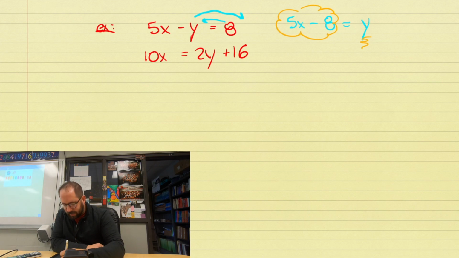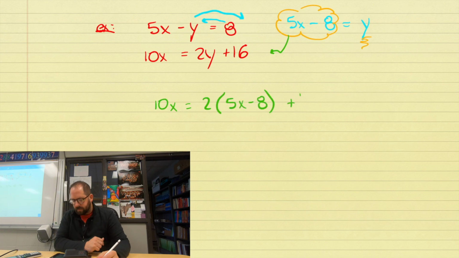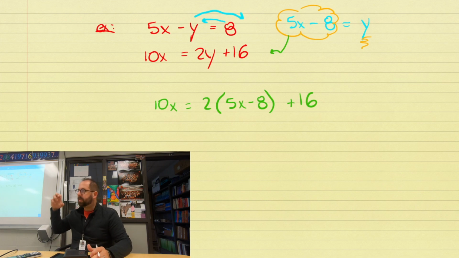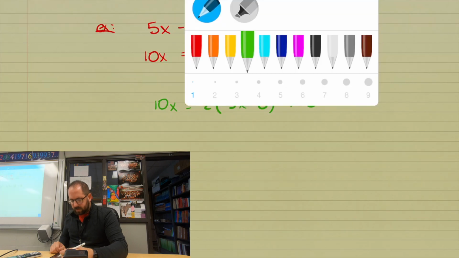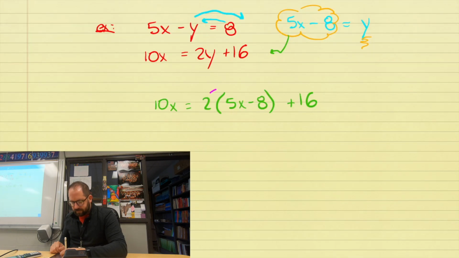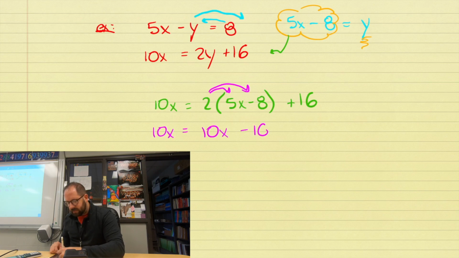So we're going to plug this into that bottom equation, and it's going into the y location, because that was the letter that was by itself. So 5x minus 8 plus 16. I took out the y and plugged in the 5x minus 8. We're going to have to distribute, so I'll distribute the 2 over this. So we've got 10x is equal to 10x minus 16 plus 16.